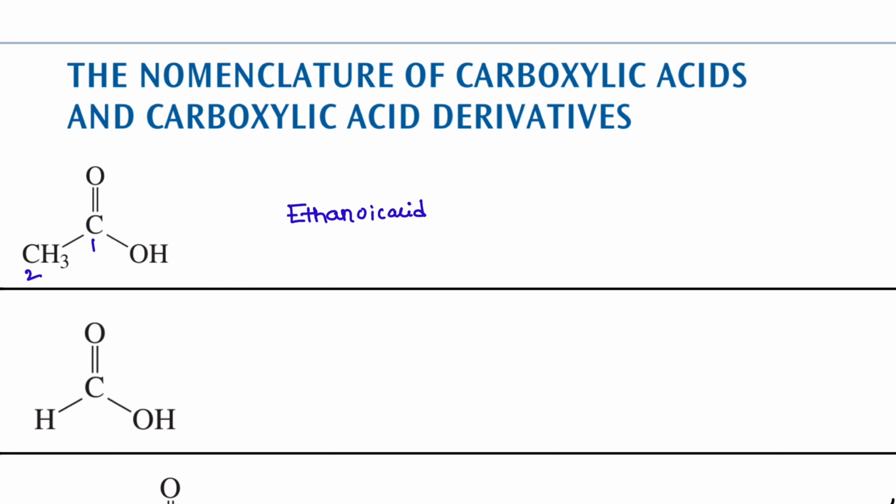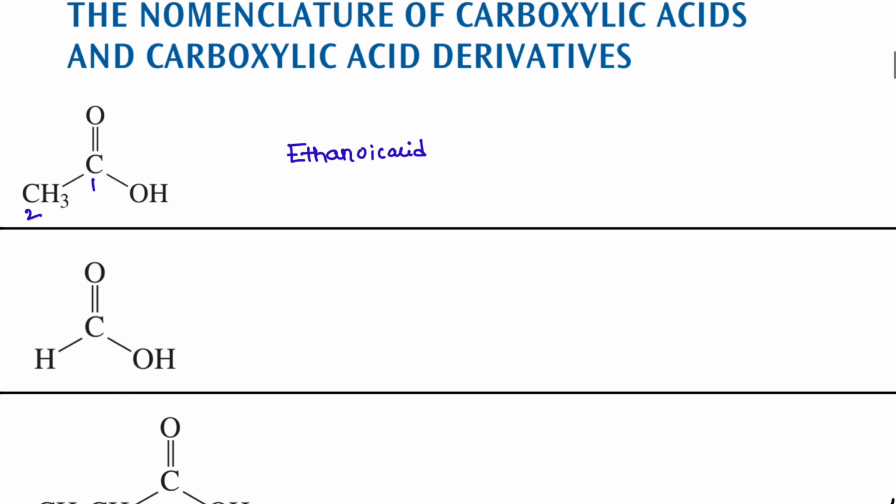Ethanoic acid. It is a chain terminating functional group. Need not indicate the position. So whenever you are not indicating the position, ethane, E should be dropped. And here again there is a carboxylic acid functional group. Only one carbon atom is present, and this is methanoic acid.